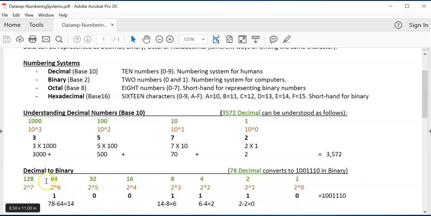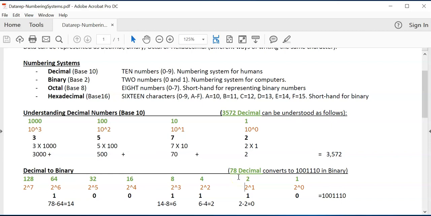1 if we're picking that number, 0 if we're not picking that number. So if you want to double check, you're going to say 64 plus 8 plus 4 plus 2 will give you 78. In other words, if we pick a block that says 64 and then one that says 8, one that says 4, and one that says 2, then we will get a total of 78.